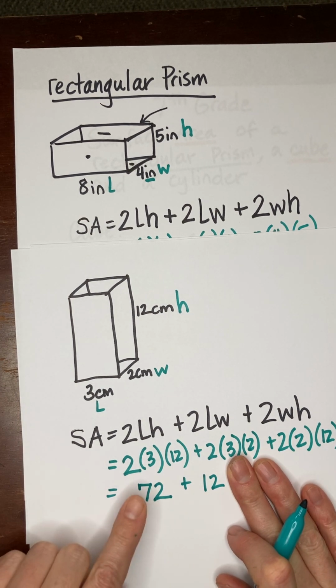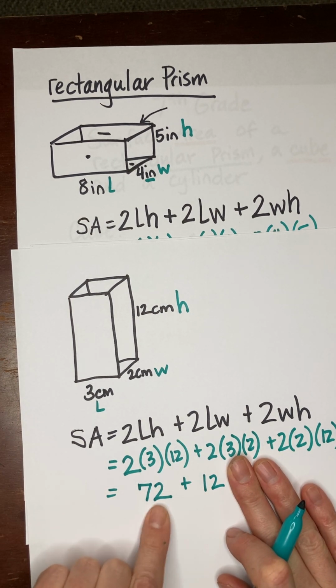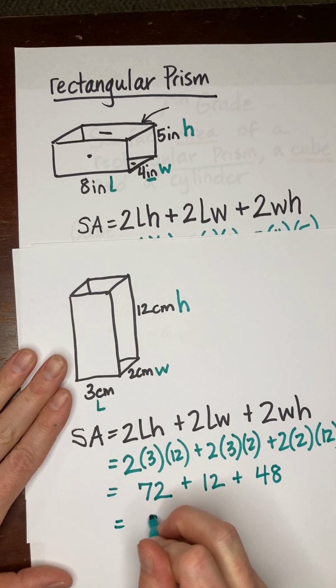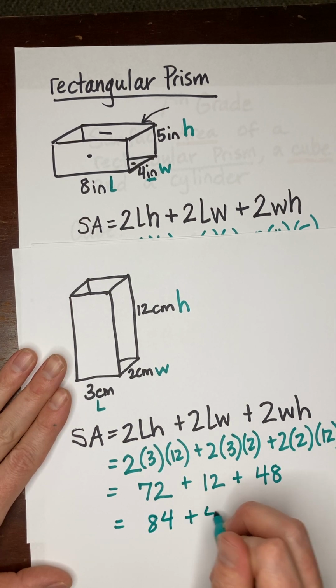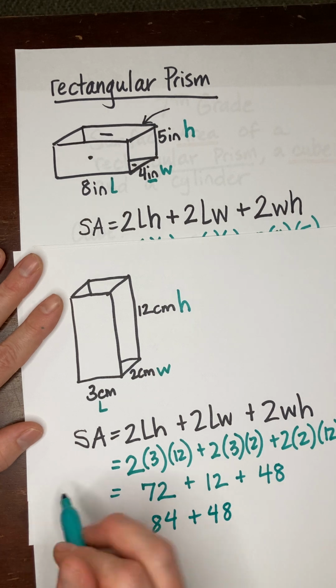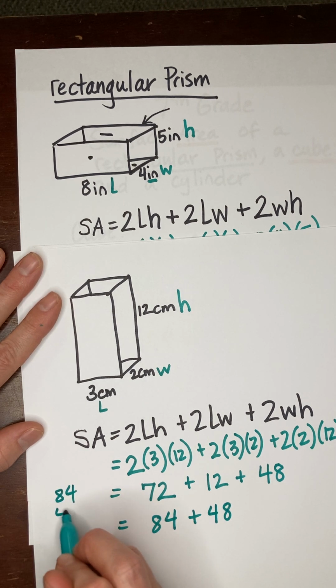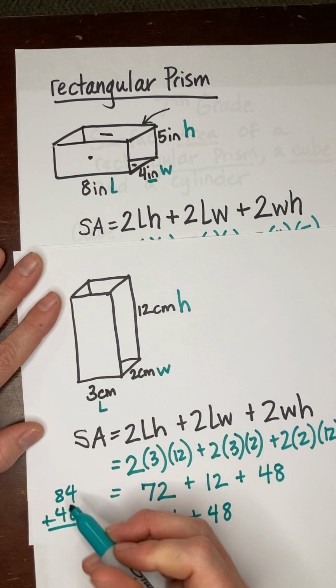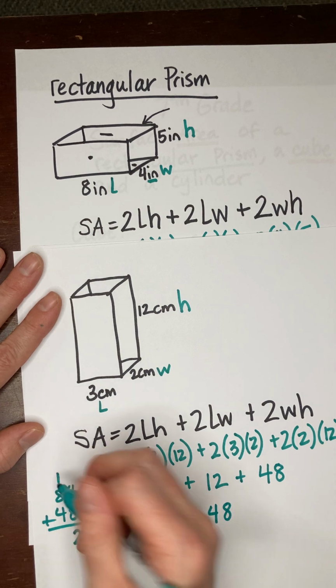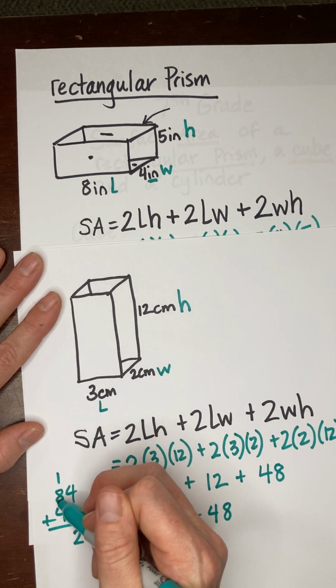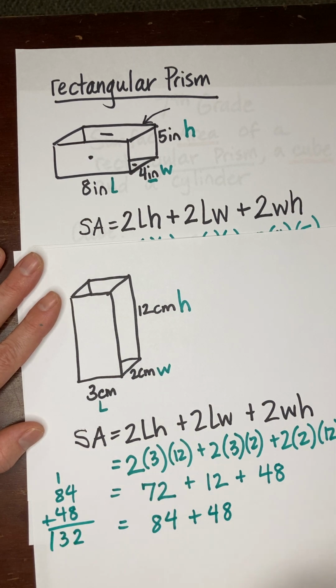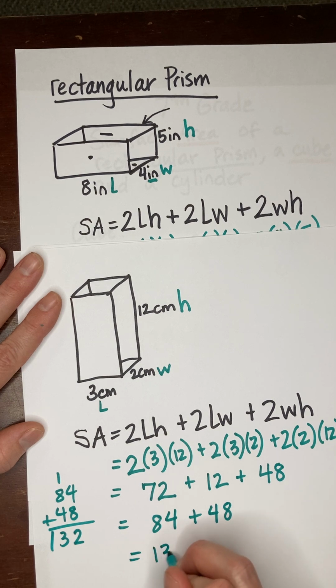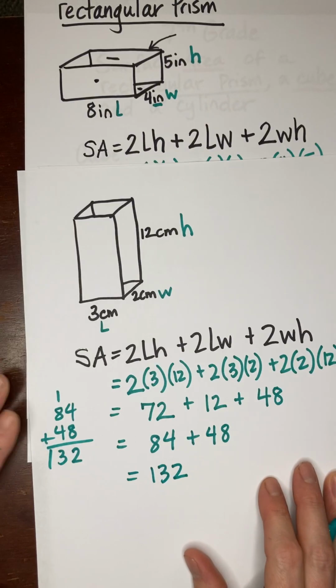72 plus 12, well, 70 plus 10 is 80, and 2 plus 2 is 4. So that's going to give me 84, and I need to add that to 48. I'll go ahead and write that over here on the side so we can see what's happening. 4 plus 8 is 12, carry the 1. That will be 9, plus 4 is 13. 132, but I'm not done because I need my units.